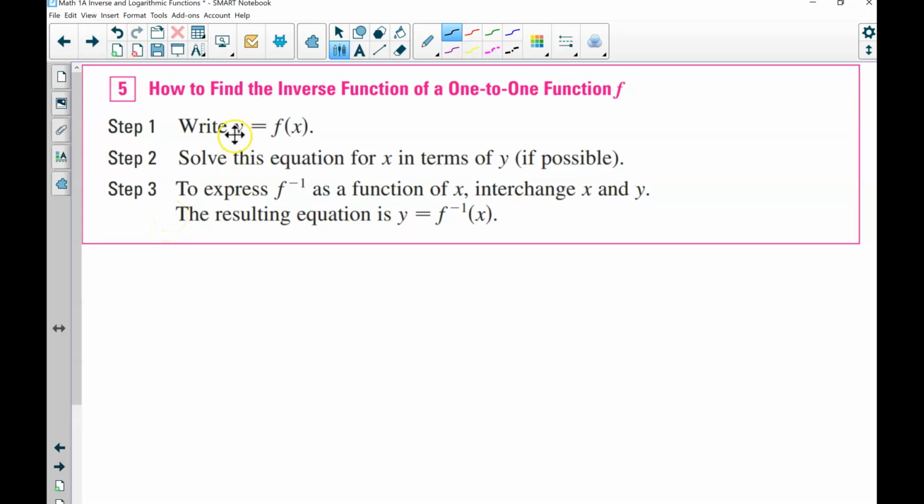Okay, now here is definition 5. How do we find the inverse function of a one-to-one function f? Well, the first step is to write y is equal to f of x, then solve this equation for x in terms of y if possible, and then step 3, express f inverse as a function of x, interchange x and y, and the resulting equation would then be the inverse.